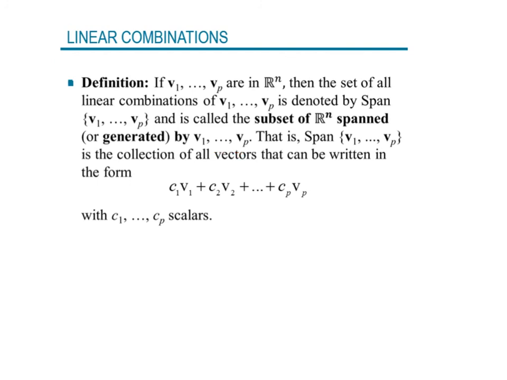Okay, a little bit of an abstract definition. Once we have examples, hopefully it'll help to provide some clarity. So the span of a set of vectors is the collection of all the vectors that can be written in this form with scalars c1 through cp. Again, once we have examples, it will hopefully be clearer. But that's the definition for span.